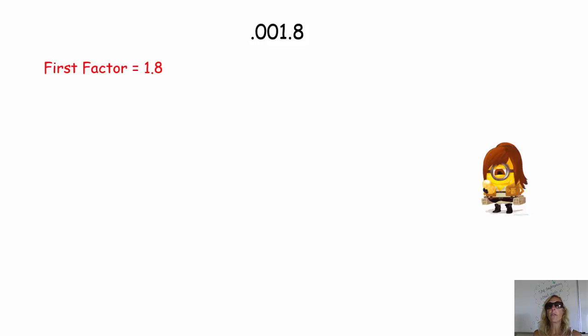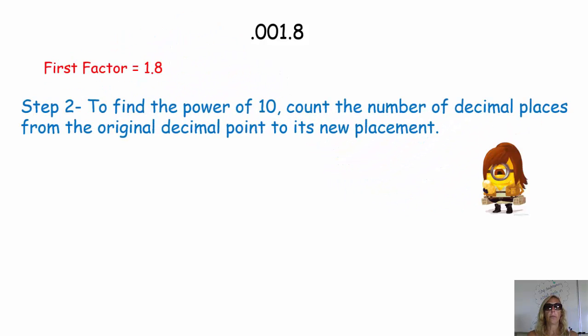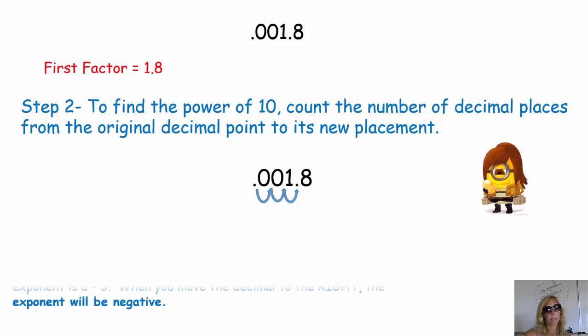Now, we're going to take that original first factor, and now we're going to see what power of 10 we're going to multiply that by. So here's our number. Now remember, once again, I know you're seeing a weird looking number with 2 decimal points in it. And that's because I still kept the original decimal point and where our new one is located. So step 2, to find the power of 10, you're going to count the number of decimal places from the original decimal point to its new placement. So here's our number. 1, 2, 3. Notice we moved it from the original decimal point on the left to the right 3 places.